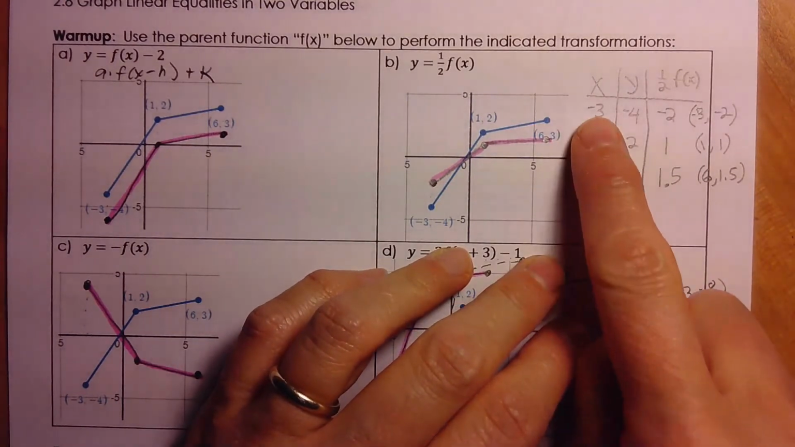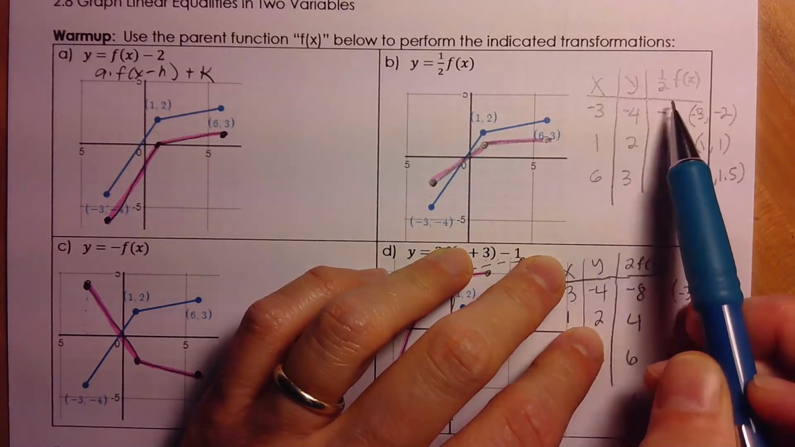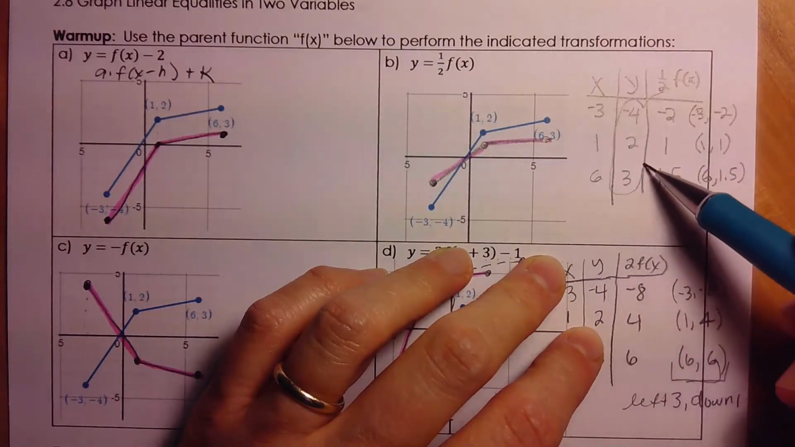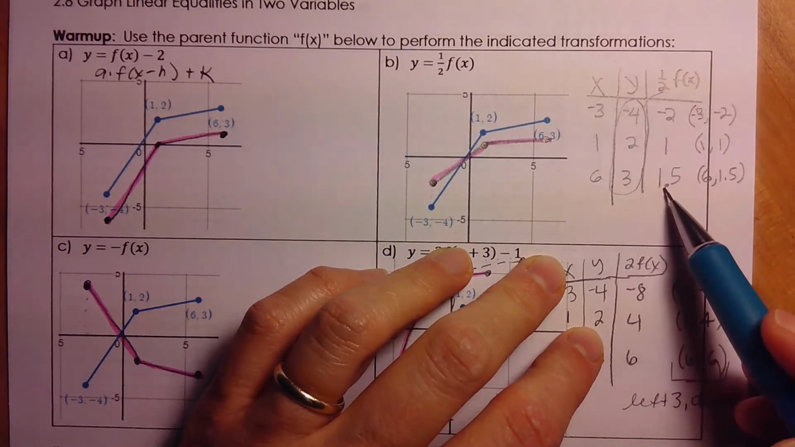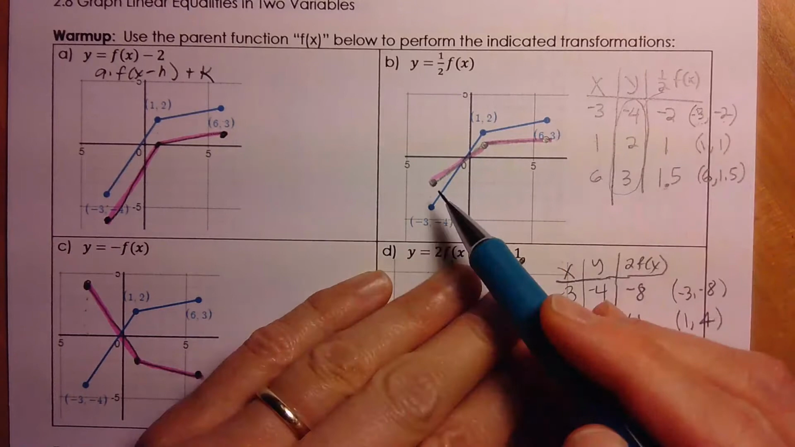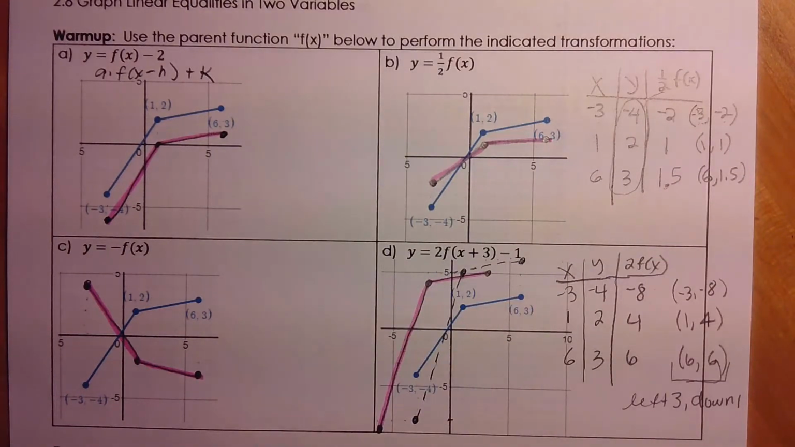This is where we take the parent function coordinates and we just multiply the y coordinates by 1/2 and get our new y coordinates. And then we put the new y coordinate back with the x coordinate and we plot that new point. And you just have to keep track of what point is getting moved to where.